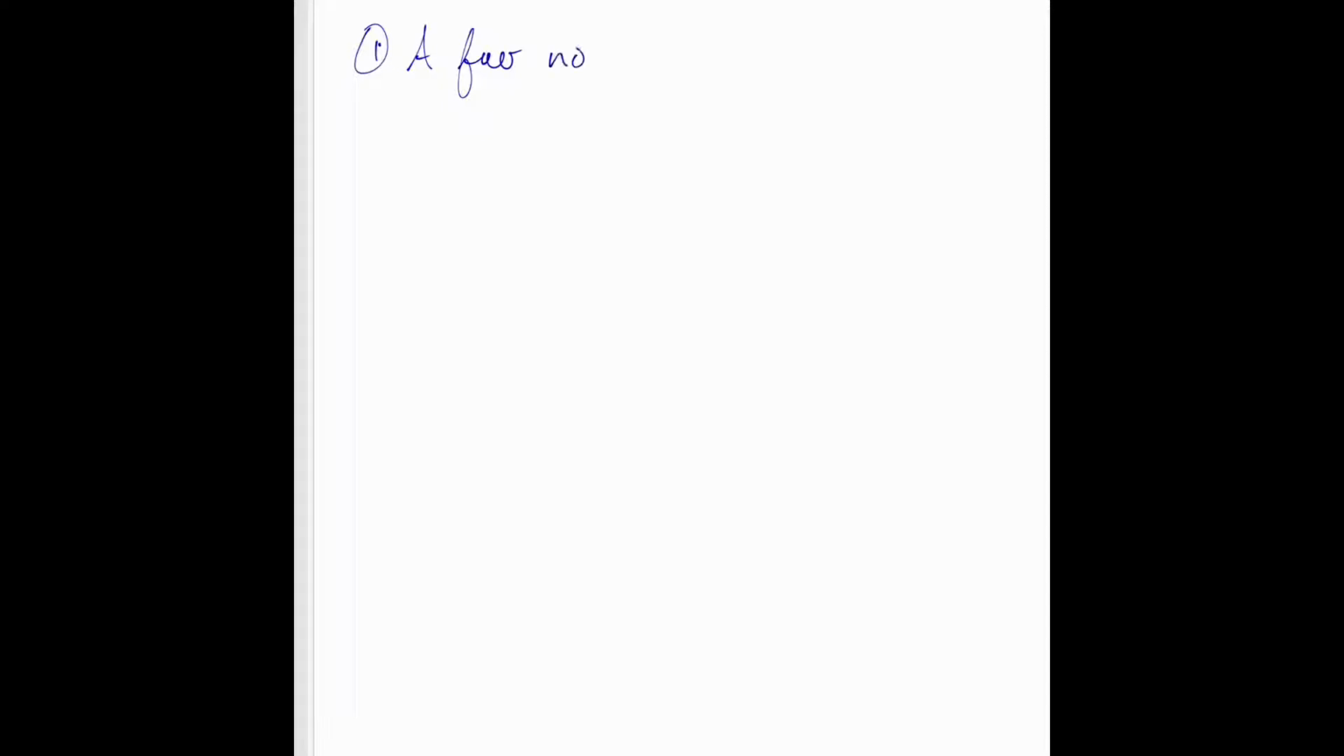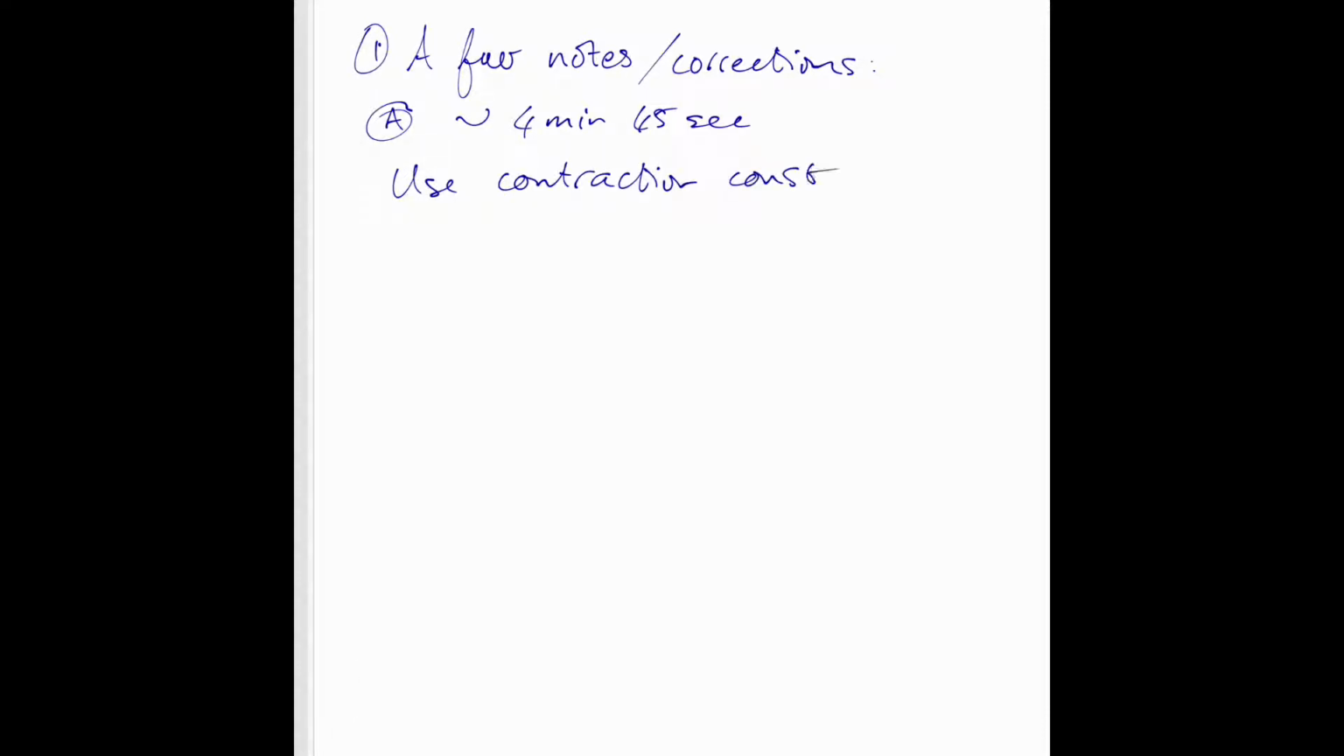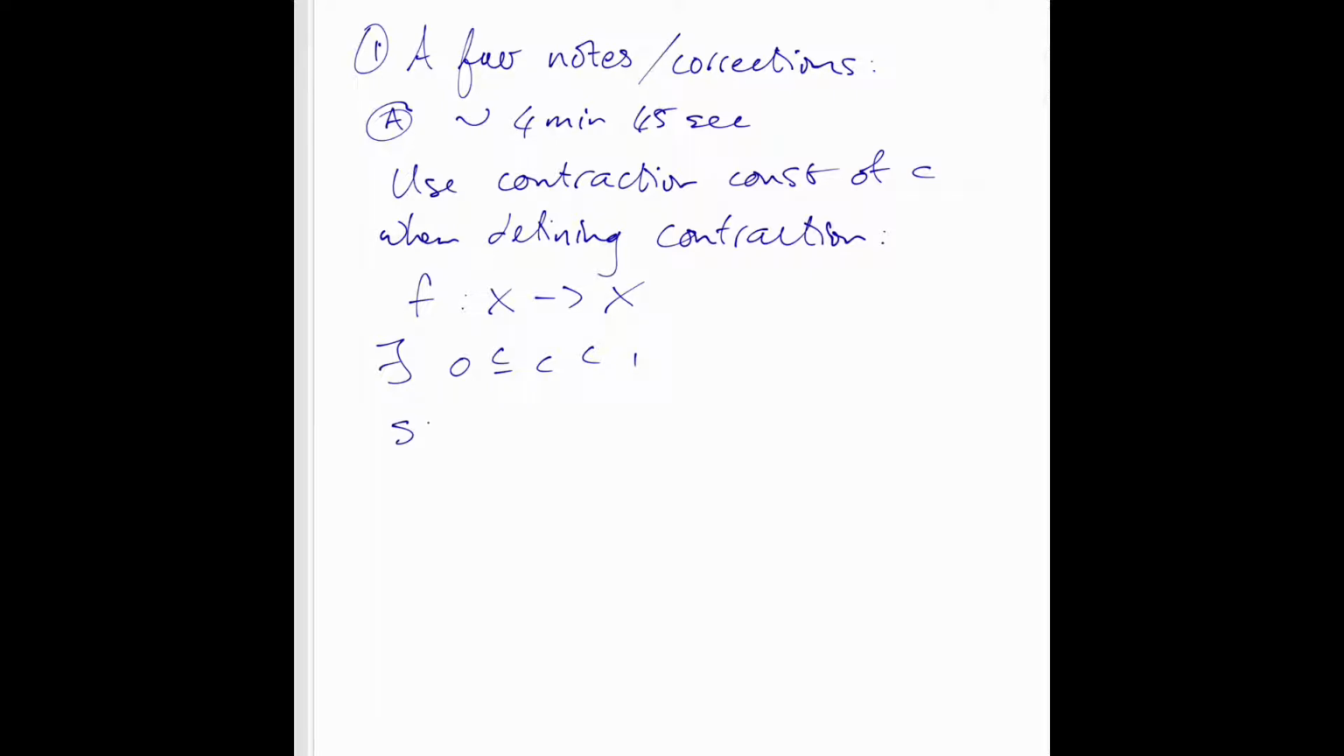Finally, please note the following amendments and corrections which will improve the overall correctness of the video. Firstly, at around about 4 minutes and 45 seconds, to be entirely consistent, we should use a contraction constant of C instead of Q when defining the contraction. Just as a reminder of this definition, this is for a function f which maps x into x. There is a number c between 0 and 1, such that the distance between f of x and f of x prime is less than or equal to c times the distance between x and x prime for all x and x prime.